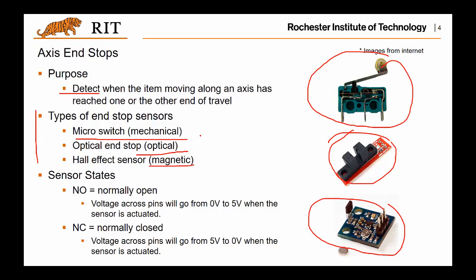But no matter which type of sensor is utilized, basically the sensor will give two states. One is NO, another one is NC. NO means normally open, and NC means normally closed, and that will be achieved by an on and off of the sensor signal during the initialization of the printer's printing system.